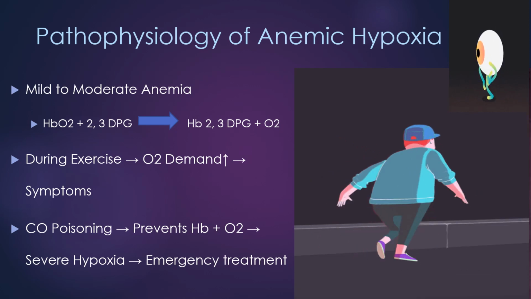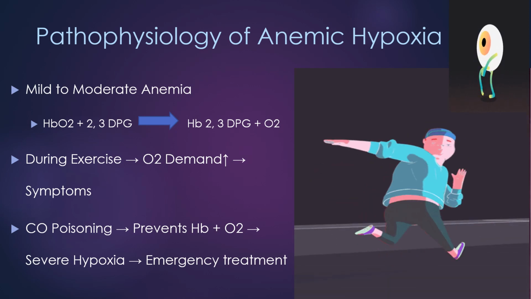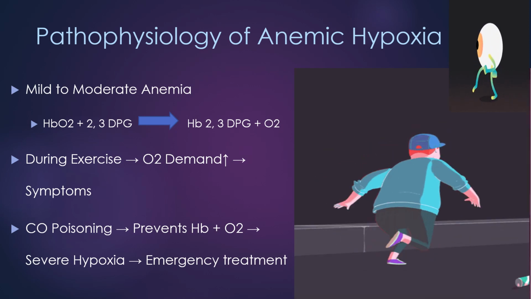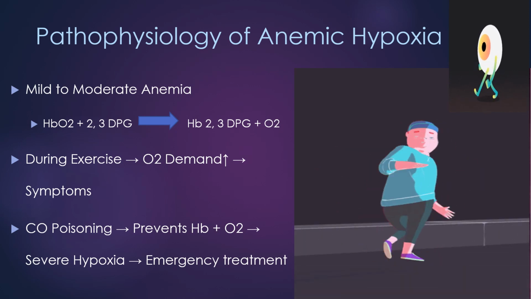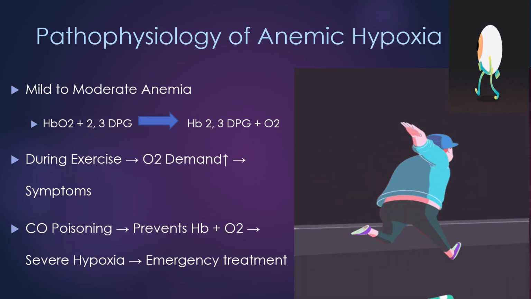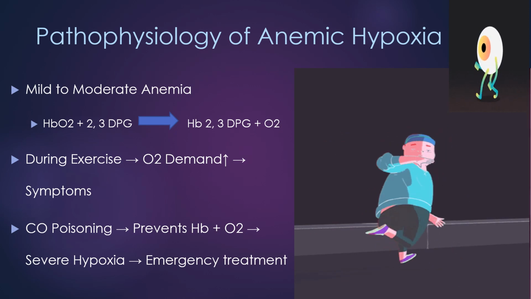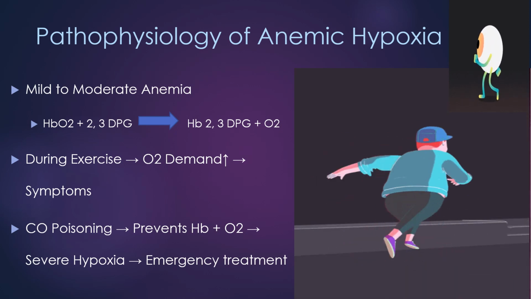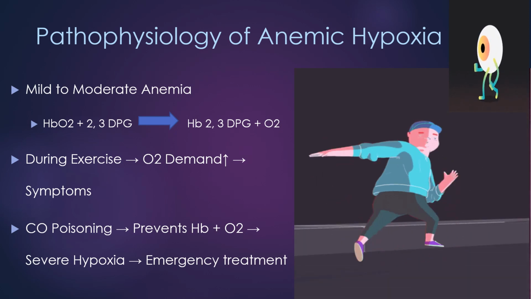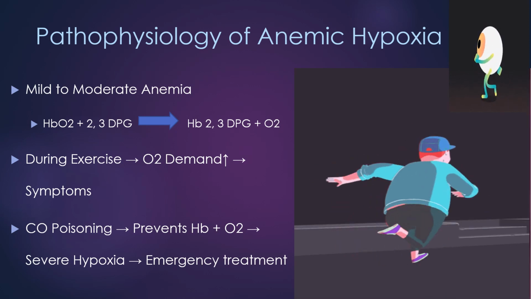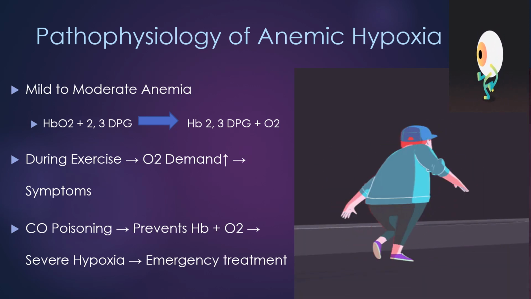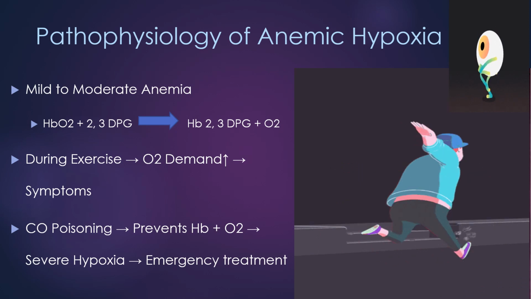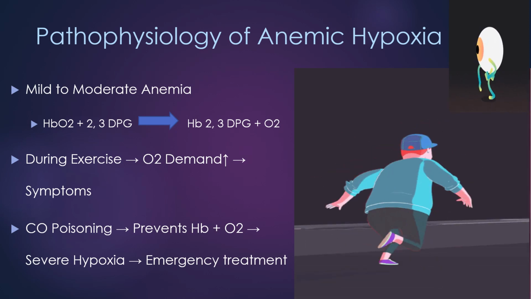In case of carbon monoxide poisoning, the anemic hypoxia will be severe and they need emergency treatment. This carbon monoxide poisoning produces severe hypoxia, just by preventing the hemoglobin from binding with the oxygen.